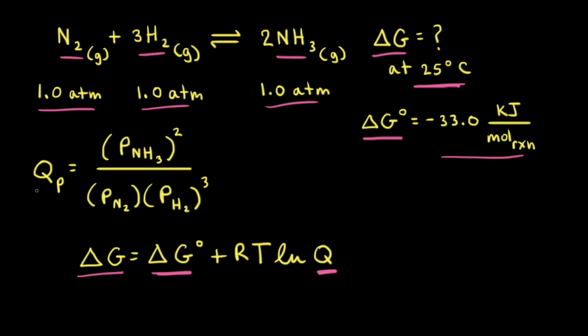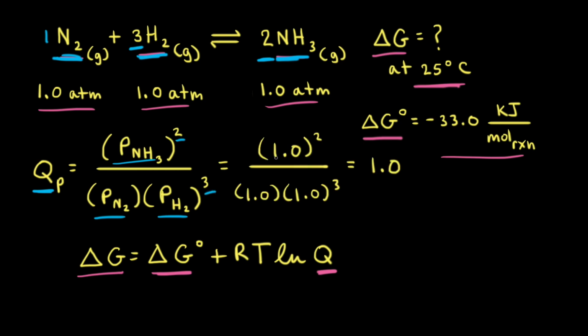We can get the expression for the reaction quotient Q from the balanced equation. So it'd be the partial pressure of ammonia, and since there's a 2, it'd be the partial pressure of ammonia raised to the 2nd power, divided by the partial pressure of nitrogen, and since there's a 1 as a coefficient in the balanced equation, it's the partial pressure of nitrogen raised to the 1st power, times the partial pressure of hydrogen, and since we have a 3 here, it'd be the partial pressure of hydrogen raised to the 3rd power. Since all three gases have a partial pressure of 1 atmosphere, when we plug in 1 atmosphere, we find that Q is equal to 1, and the natural log of 1 is equal to 0.